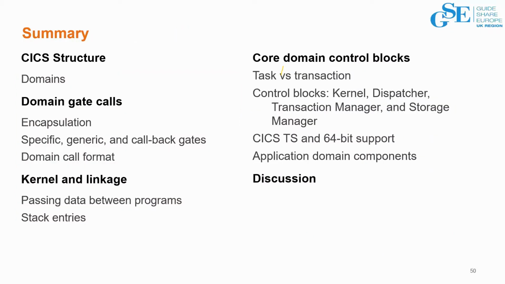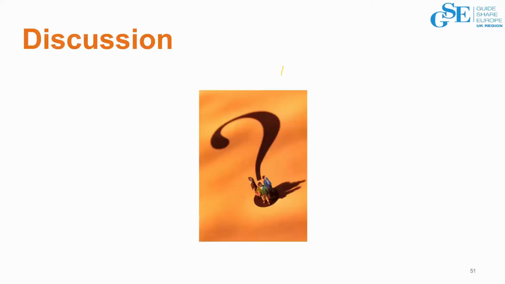So hopefully that gave you an idea of the structure of CICS, how domains work, a little bit about the domain gate calls. Keep in mind, you can look at some of them now in trace. If you collect a little bit of trace, it'll show you things like kernel linkage, and hopefully we gave you an idea of how some of the core domain control blocks are used and worked. So I will leave that open to discussion or any questions.